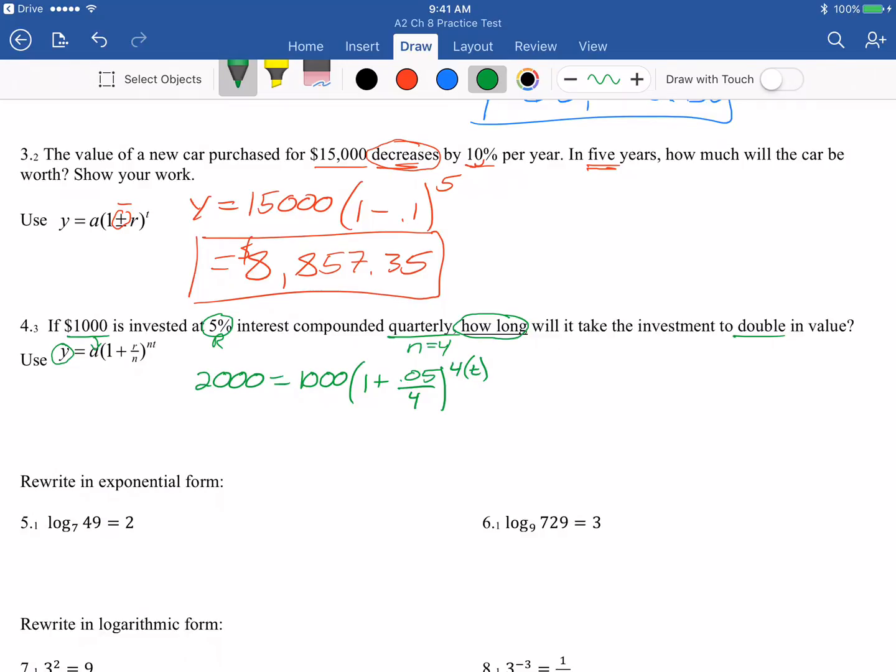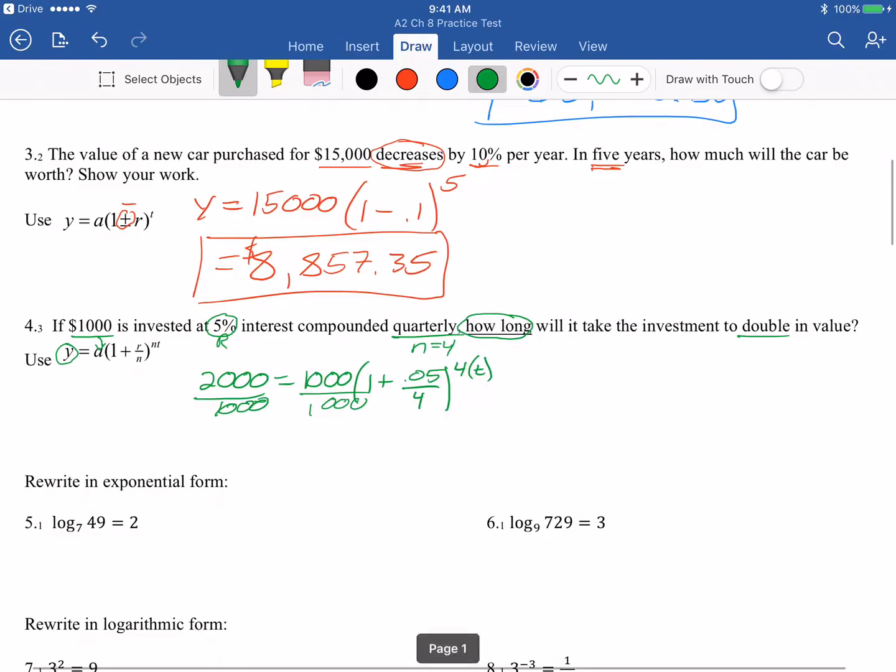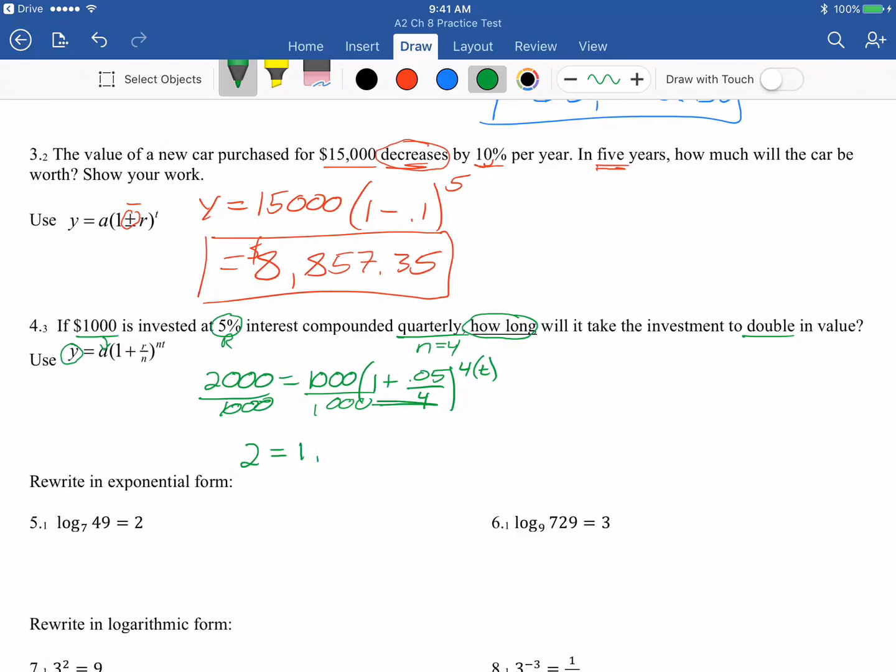So this is kind of a different one compared to the other ones. Alright, so now I can just solve this guy for t. So I can divide this guy by 1,000. So now I get that 2 equals, and if I put all this into my calculator here, I get 1.0125, and that is still raised to the 4t here.